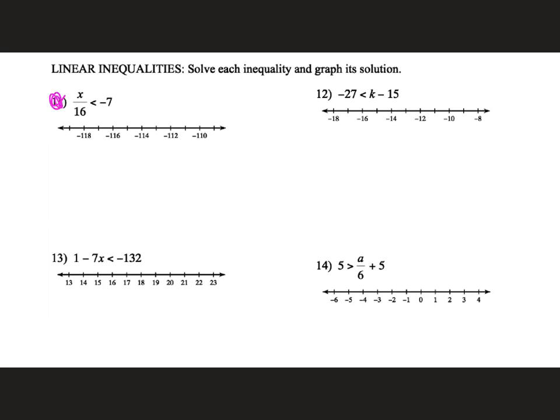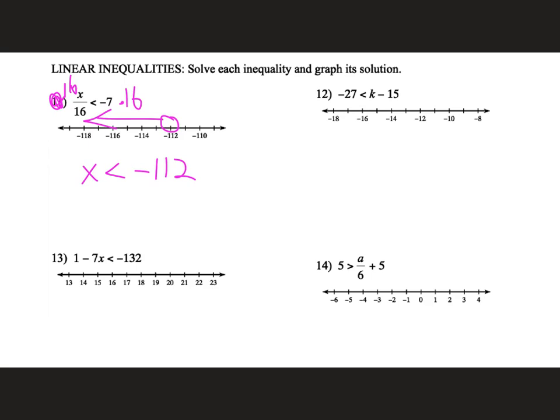So this says x divided by 16, so let's undivide, let's multiply by 16. We're not multiplying or dividing by a negative, so I do not switch that sign, so I need to do 7 times 16, which is 112, I believe. And it says less than negative 112. So less than means you draw an open dot and then to the left, because that is less than.